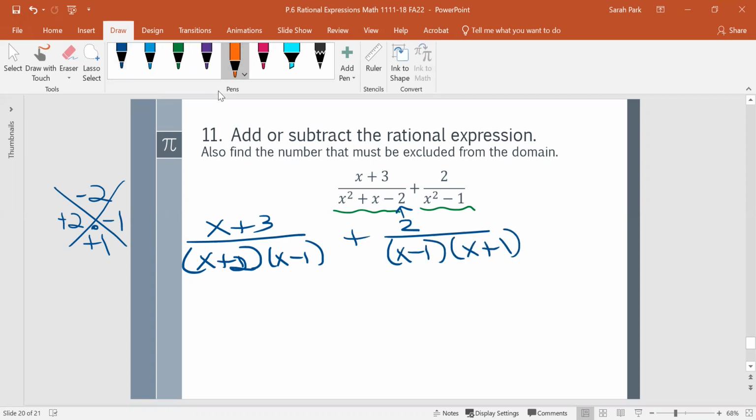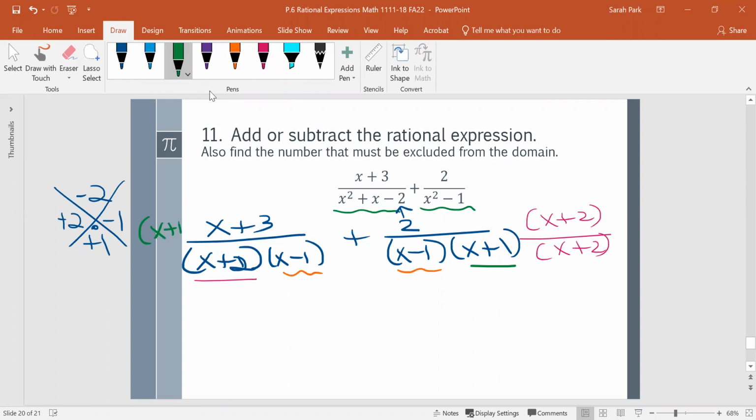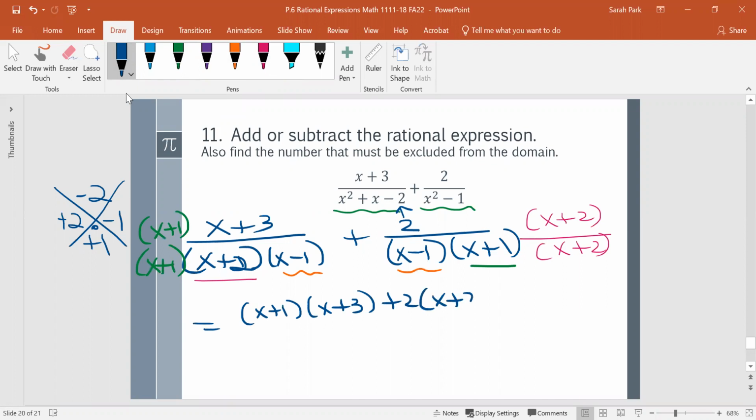Okay, now we can see what the denominators are missing. So they both have an x minus 1, so that's good. But the second fraction is missing the x plus 2, so let's multiply this by x plus 2, x plus 2. And the first fraction is missing an x plus 1, so we're going to multiply the first one by x plus 1, x plus 1. Okay, so we have here x plus 1, x plus 3, plus 2 times x plus 2.